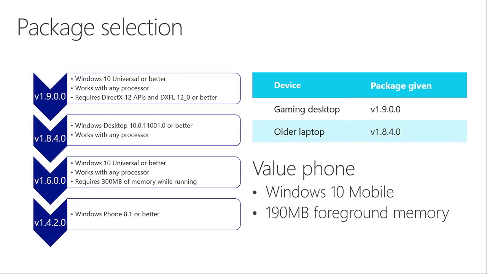All right. So now let's have a look at this. A value phone, a Windows 10 mobile phone that's got 190 megs of foreground memory. Okay. So I'm assuming that's pretty clear which one this would hopefully be.